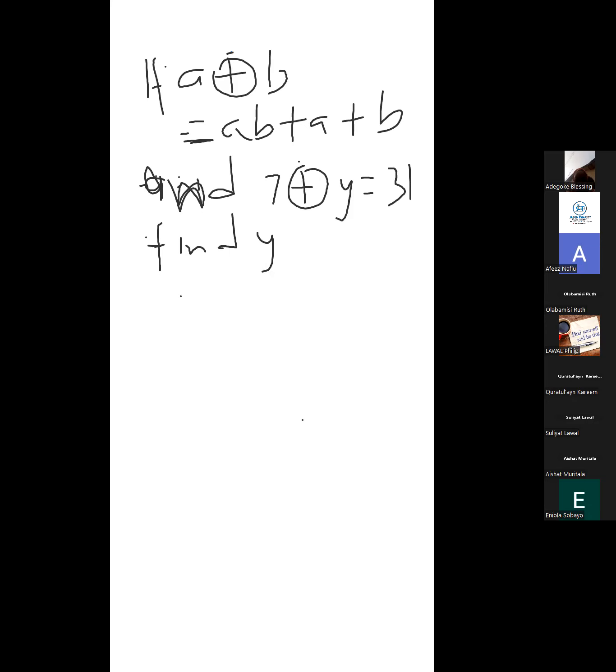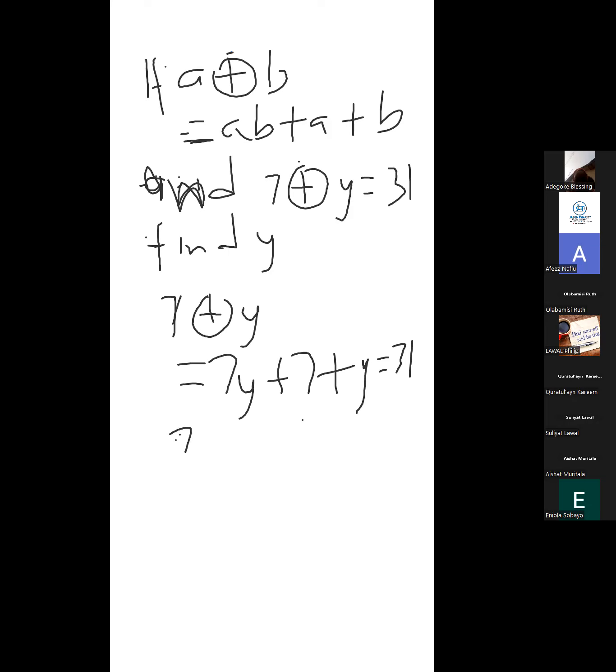So we just arrange our 7 and y in the order of A and B. So 7 plus 7 into, okay, let me just first write it out, which is supposed to be 7y plus 7 plus y, and you should get 31. That's the answer you should get. Then collect like terms, of course. 7y plus y will give you 8y.